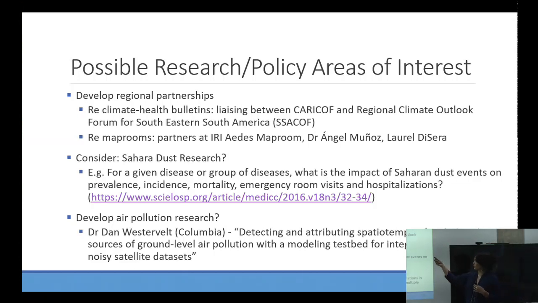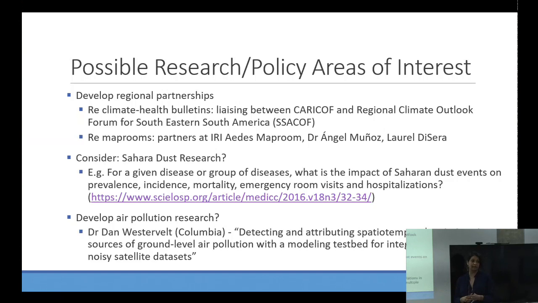I know that there's a COF that's particular for Brazil, and that's the Regional Climate Outlook Forum for Southeast and South America. Maybe it might be interesting to see if this could be a forum to really start to get the ball rolling or start talking about these linkages.